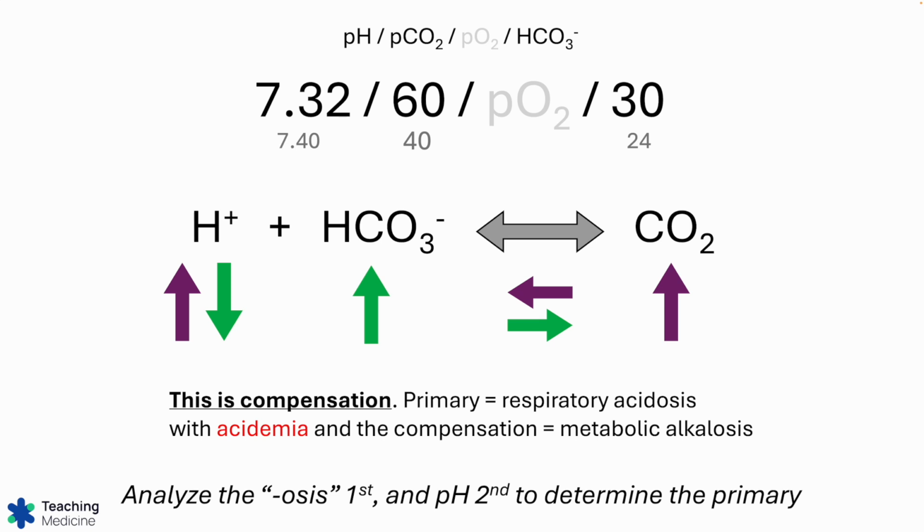We have to look at the pH to see which of these processes is primary and which one is compensatory. So the pH is less than 7.35, so we have acidemia. This means that the acidosis process, which is the respiratory process, is the primary. So we have a primary respiratory acidosis with acidemia, and the compensation is the metabolic alkalosis process.